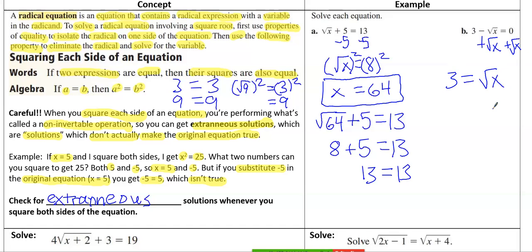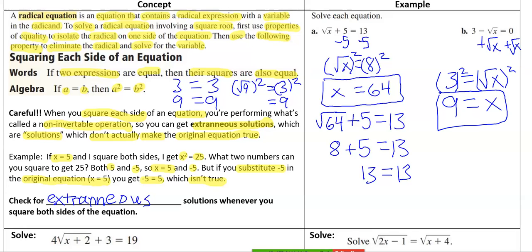Oh no, I don't know what to do, Mr. Plunkett. I've got x inside a square root. Never fear. You can square both sides. The square root of x squared is equal to x, and 3 squared is equal to 9. I'm going to substitute 9 in for x. Square root of 9, principal square root is 3. 3 minus 3 is 0. It looks like this is indeed a solution.